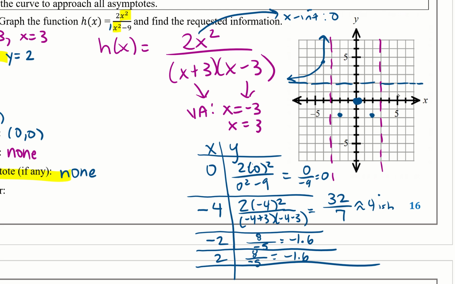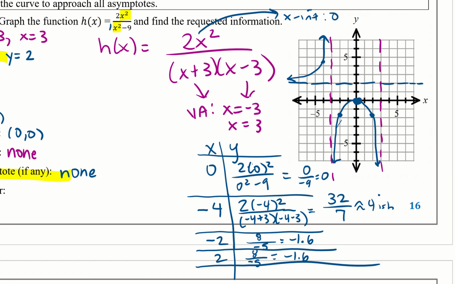So it doesn't look like I'm crossing this. I could. Sometimes as you plot some points, you find out that you're going to cross. You really should test some points because you don't actually know if you're going to cross that horizontal asymptote or not until you test some points.